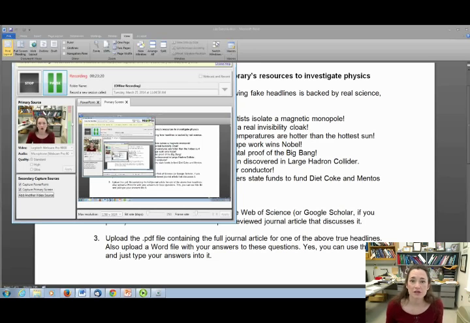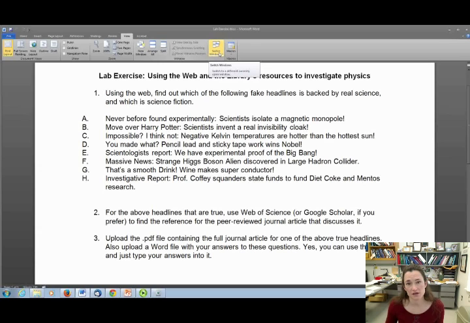Okay, so here's the exercise. It's underneath the lecture that I've just posted online, and it's called labexercise.doc, okay? So what you're going to do this week is go through these things and find out which of these headlines is backed by real science and which is backed by science fiction, which I made up, okay? So there's 8 or 9 articles here, all right?